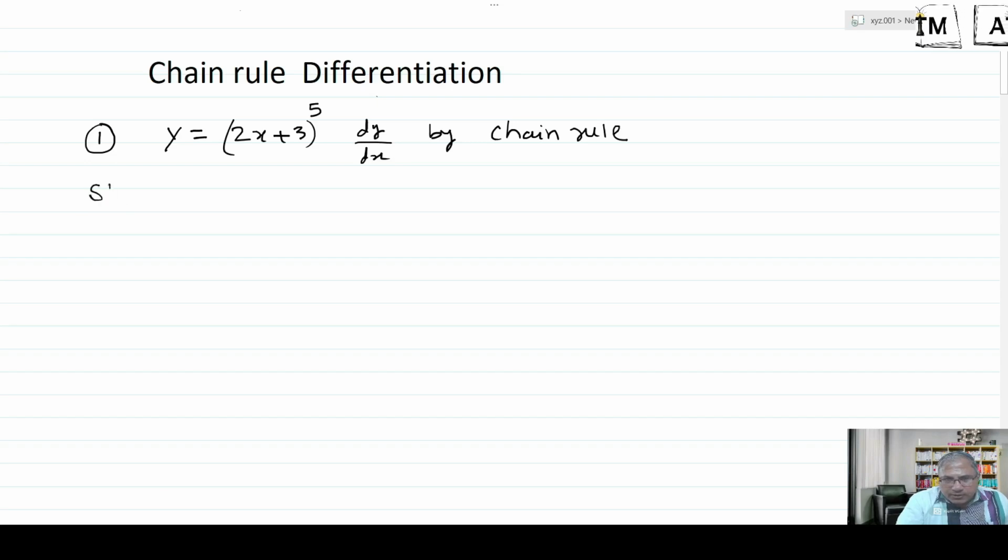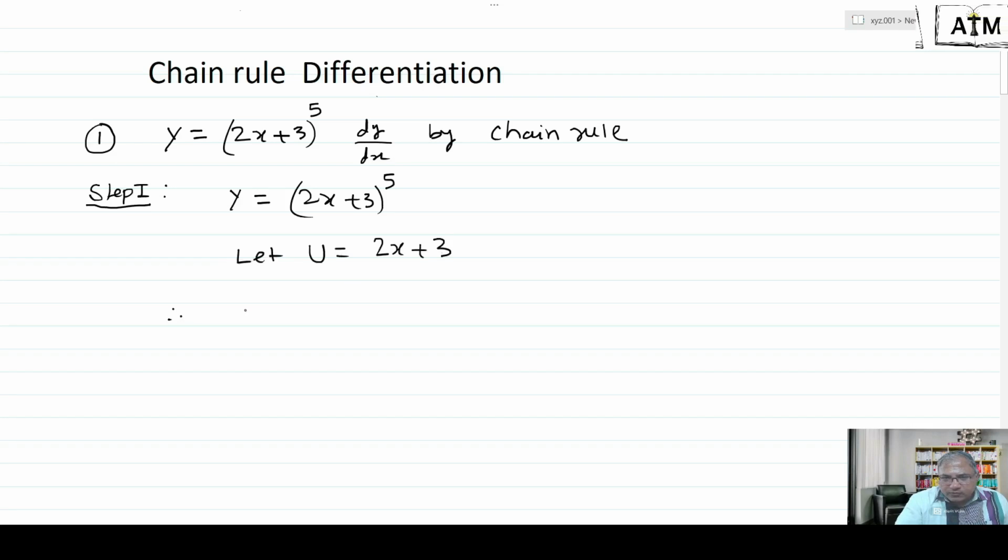Now, step 1, it is not a standard function. To convert it into a standard function, first of all, we write the given problem as it is. y equals (2x plus 3) raised to 5. Let u equals 2x plus 3. Therefore, y equals u raised to 5, because in place of 2x plus 3, we can write u. Now it has been converted into a standard function. Now only two variables are there, one is y, another is u.